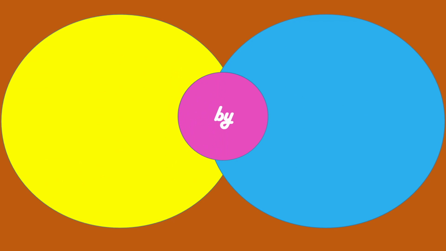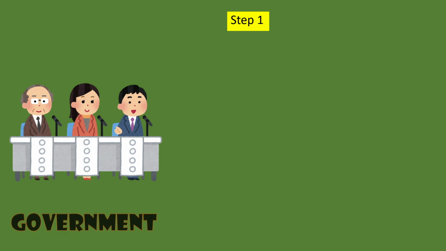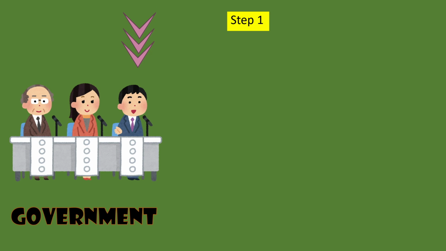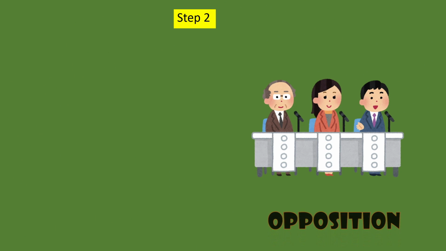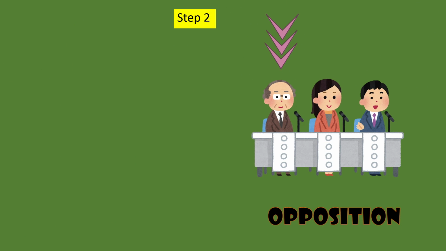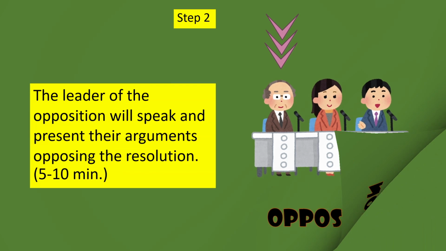Now, let me walk you through the steps in conducting a debate. Step 1. The Prime Minister of the proposition team speaks and presents their arguments in support of the resolution. Step 2. The leader of the opposition will speak and present their arguments opposing the resolution.